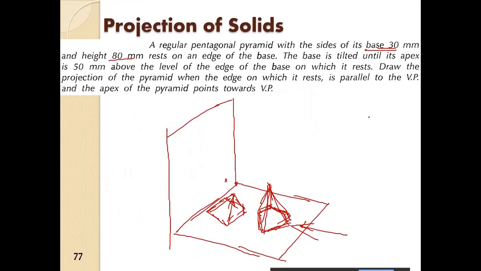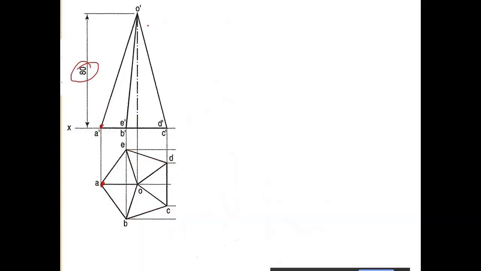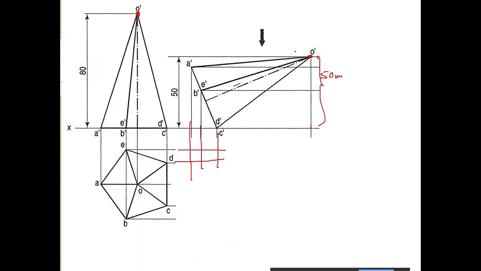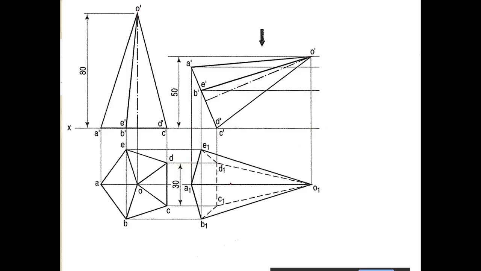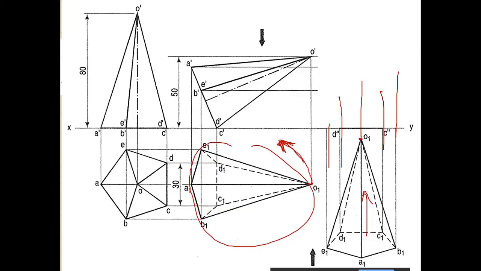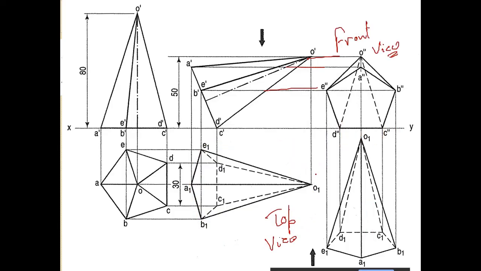So first, the pentagon is standing straight up. We get the pentagon, and the apex is at 50 mm. Then we draw this projection. Now we have to point the apex to the VP. So the apex is pointed to the VP, and then again we get the front view.